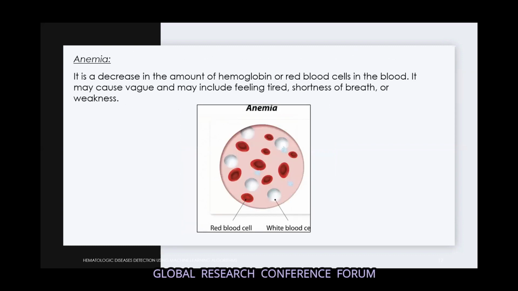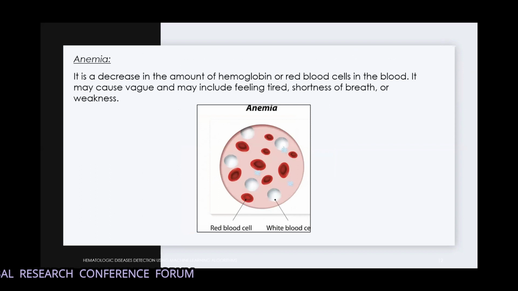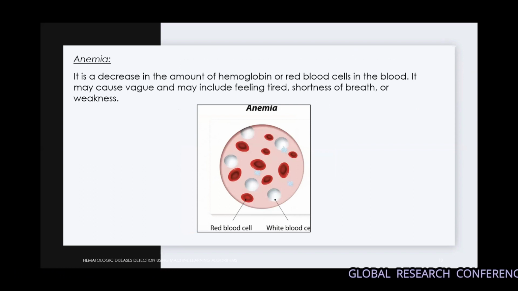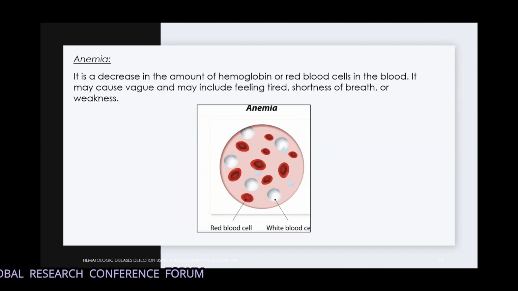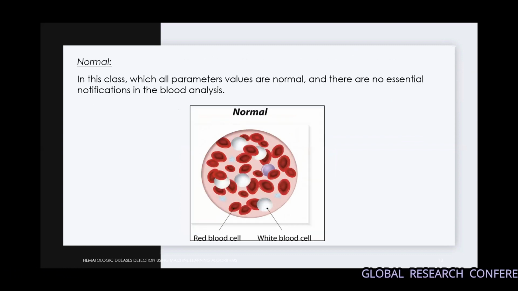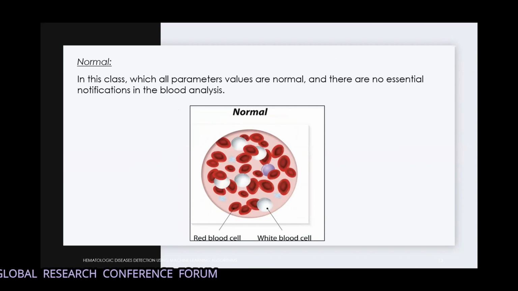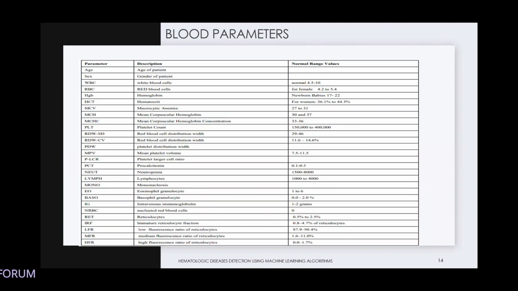Next one we have anemia. It happens due to decrease in the amount of hemoglobin or RBCs, which causes tiredness, shortage of breath, or weakness. And the last one we have is normal. It gives all parameters having normal range. Further, Rutuja will explain. Over to you, Rutuja.